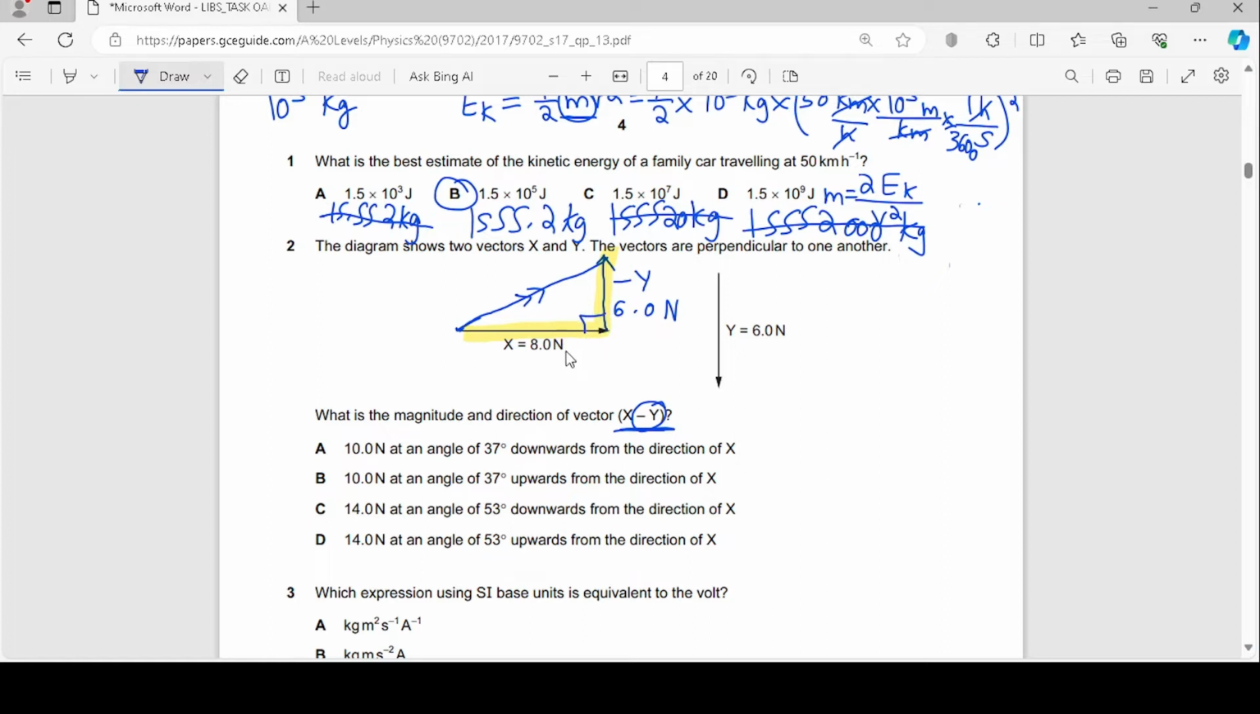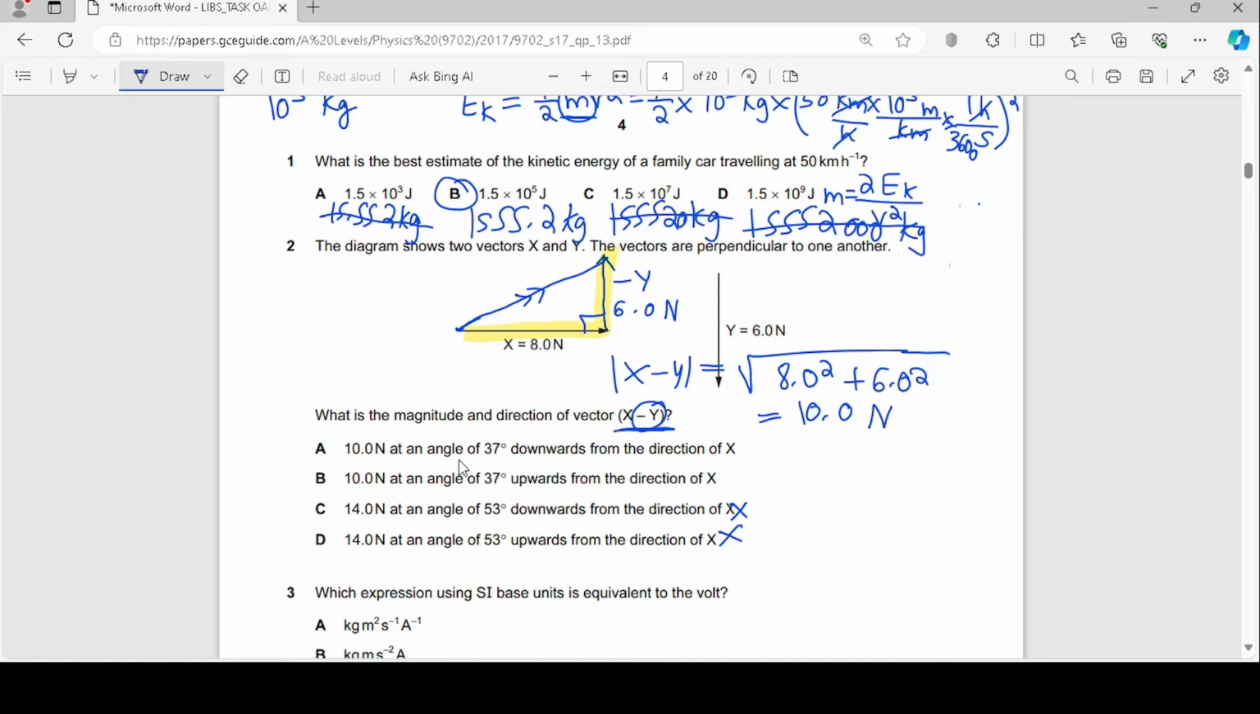So this is a right angle, and therefore if you want to find the magnitude, we can just use the Pythagorean theorem. So then we're going to have the magnitude of x minus y as, I'm just putting modulus signs, but root of, I suppose that's not mathematically correct. Anyways, the magnitude is going to be root of 8.0 squared plus 6.0 squared. I suppose it's more important to get the answer. 8.0 squared plus 6.0 squared, so that is going to be 10.0 newtons. So we can cancel out options C and D for that reason.